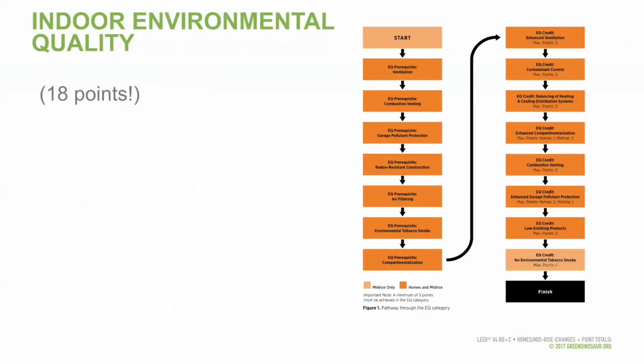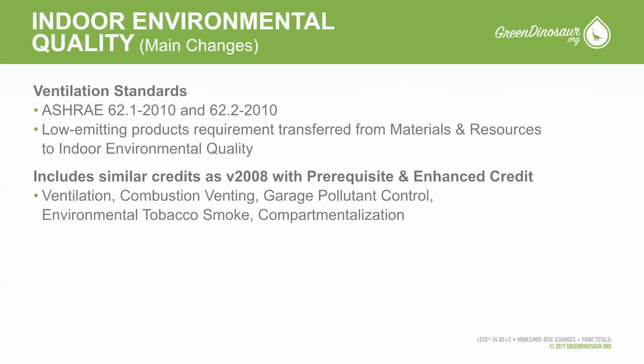The indoor environmental quality category got simplified in some ways. You now have prerequisites for each category and an enhanced option for the majority of the credits where you can get points. The ventilation standards have evolved from 2007 to 2010, and this category now also includes a low-emitting products requirement with VOC level and formaldehyde.